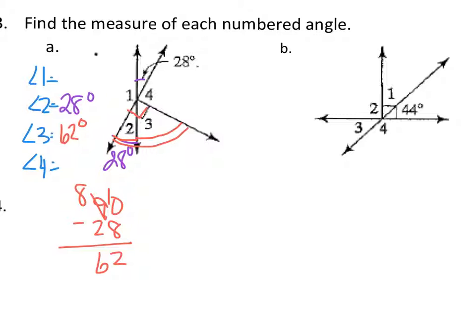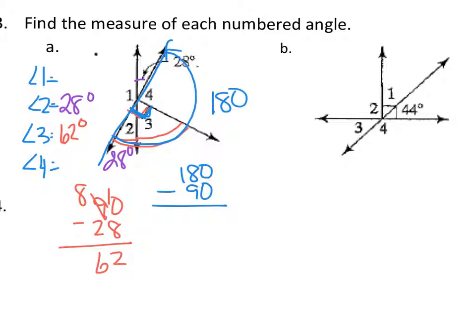Okay. The next thing I notice is that, again, this is a 90-degree symbol, and this is a straight line. So the whole angle here is 180 degrees. Well, if this half is 90, then the other half is 180 minus 90. Oops, I'm sorry, we don't have to borrow there. From here we do. So we get 90 degrees. So angle 4 would have to be 90 degrees.